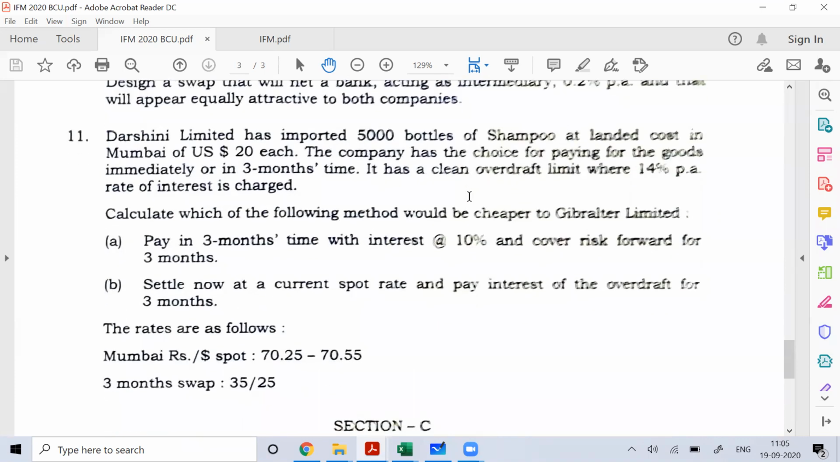So there's a company called Darshini Limited. They have imported 5,000 bottles of shampoo at a landed cost in Mumbai of $20 per bottle. The company has a choice of paying for the goods immediately or paying in 3 months' time. It has a clean overdraft limit where 14% interest is charged. Because this company has imported shampoo bottles, they need to pay money. So one bottle is 20, so 5,000 bottles.